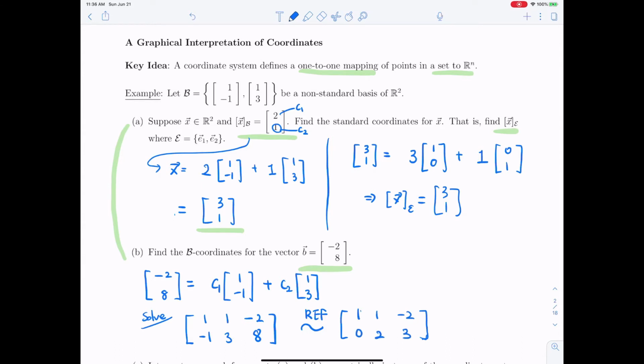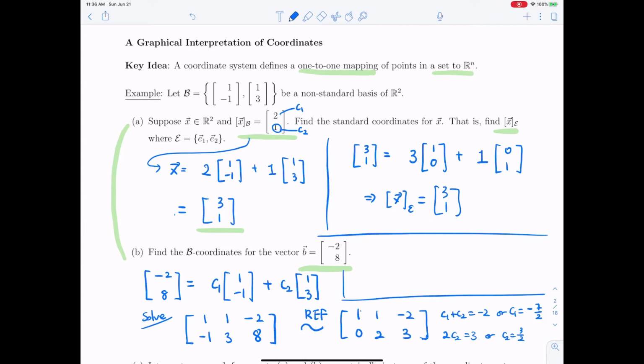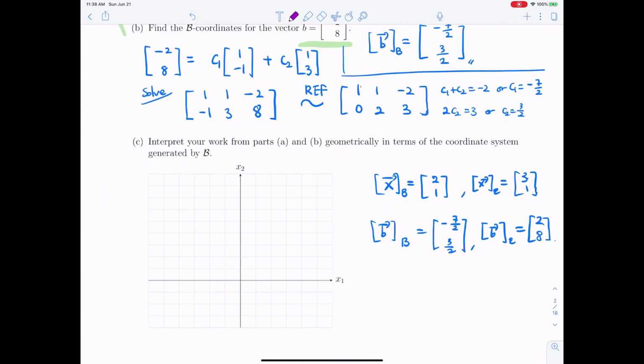So this gives you 2c2 equals 3, or c2 equals 3/2. And c1 plus c2 equals -2, or c1 equals -2 minus 3/2. That gives you -7/2. So for this reason, the B coordinate for the vector b is given by -7/2 and 3/2. Okay, so let's plot all the results that we got from parts A and B.